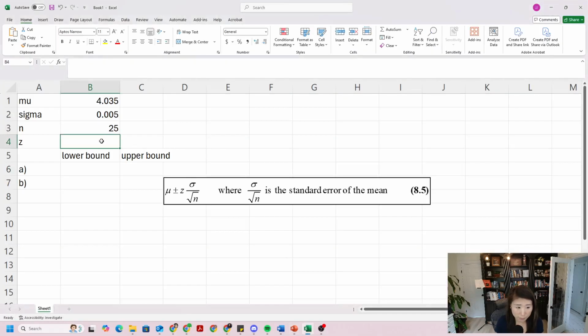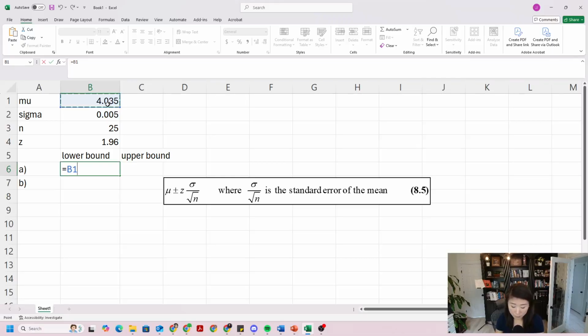So we're going to come back here, type in 1.960 because it's 95%. That Z value is 1.96. So now we are able to calculate my lower bound for A. The lower bound is when we are using the minus sign.